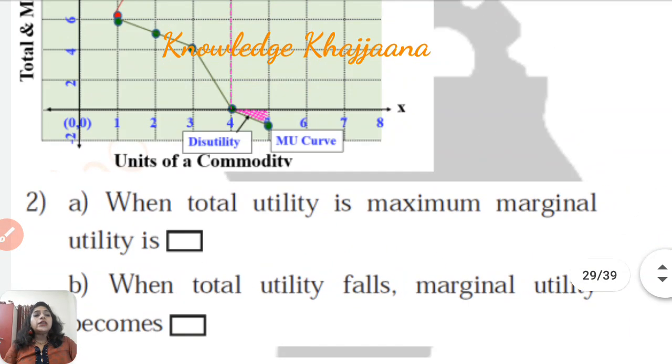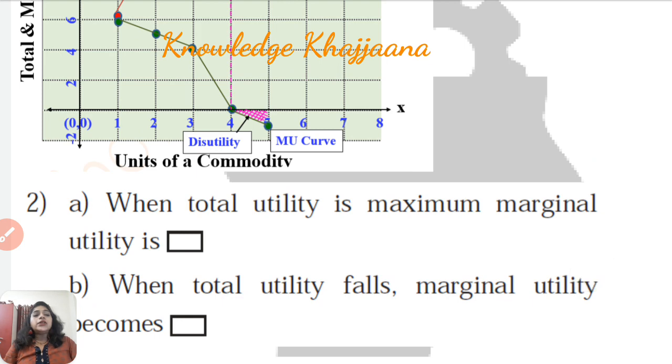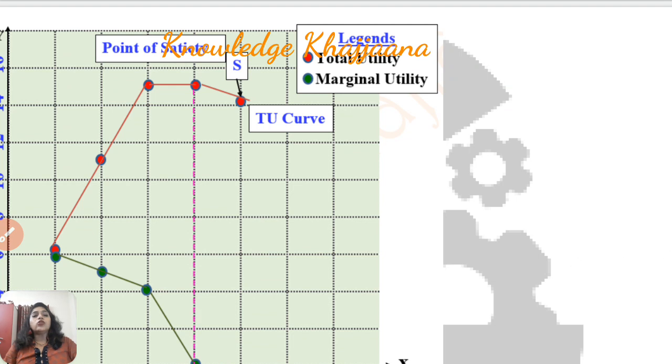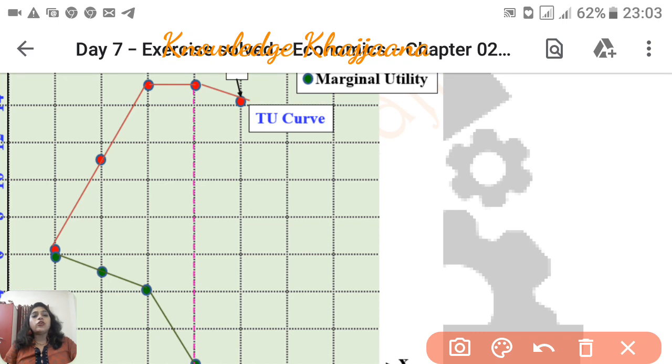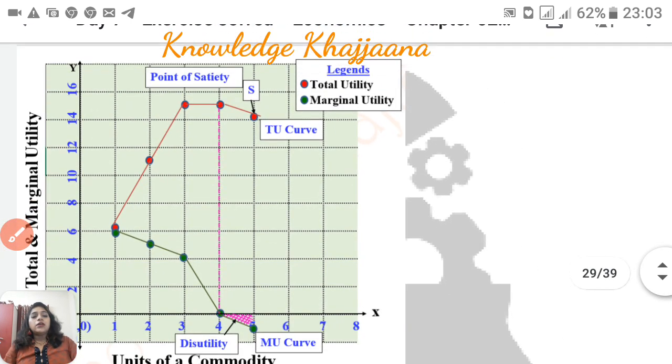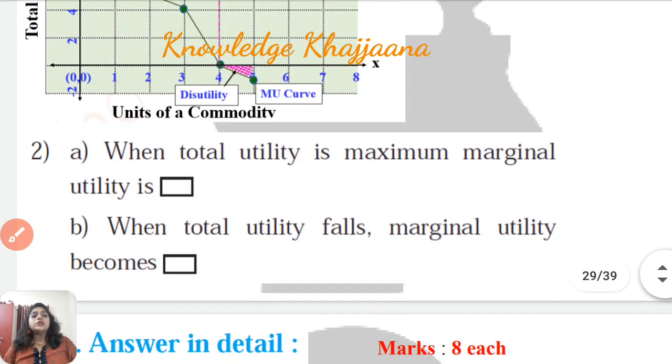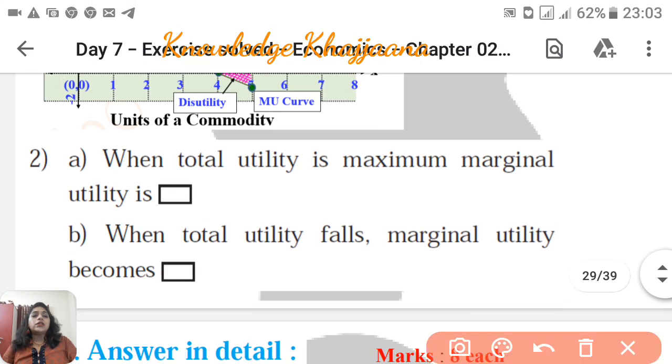When total utility is maximum, marginal utility is... See, when the total utility is maximum, that is, at the point of satiety, what happened? The marginal utility became 0. When the total utility was maximum, marginal utility was 0. So what is the answer to this question? The answer is 0.